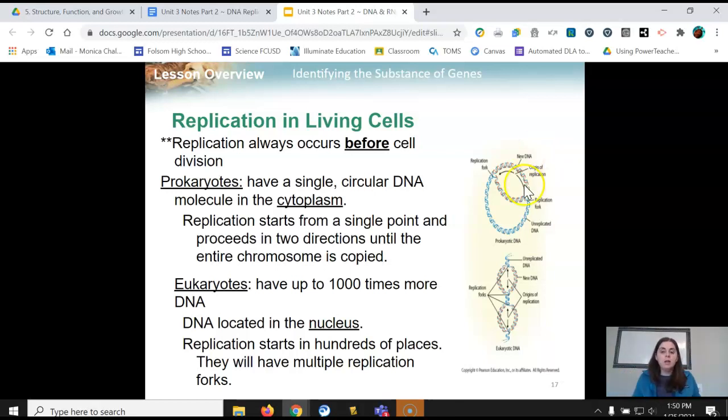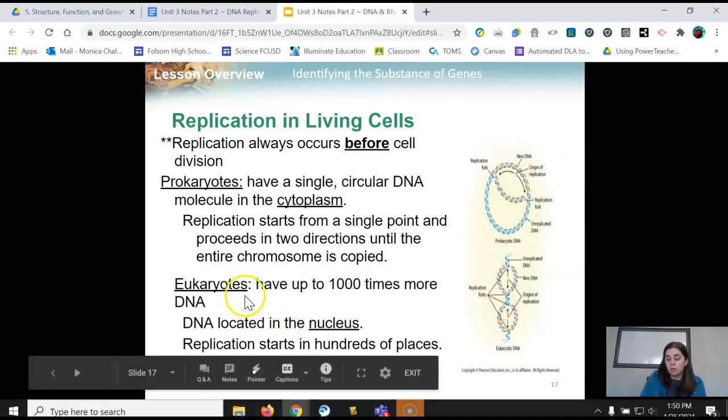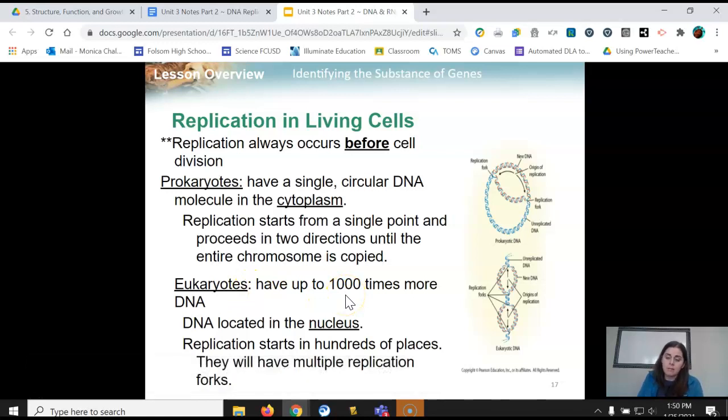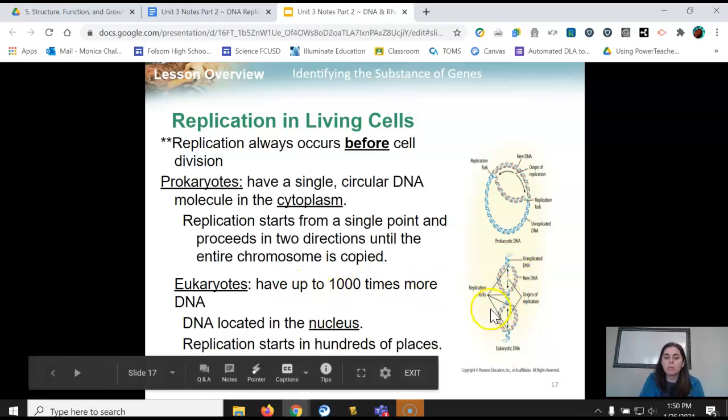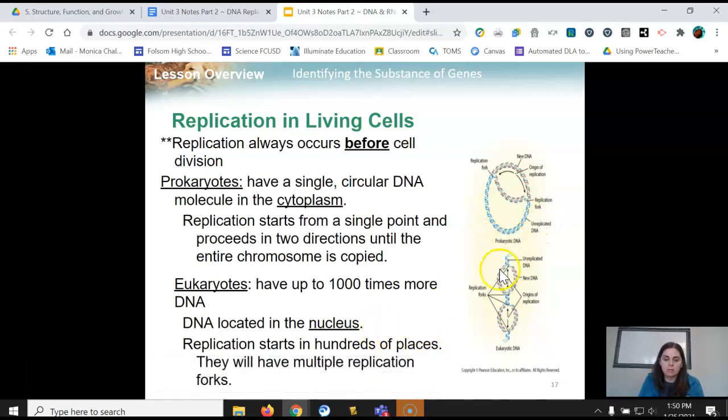So it's not going to be doing multiple places like eukaryotes are. Eukaryotes have up to 1,000 times more DNA, so they need to be able to do it more quickly, so they have lots of places for replication to happen. Hundreds of places makes it faster and more efficient, okay? So lots of replication forks going on there. I think that covers everything in here.